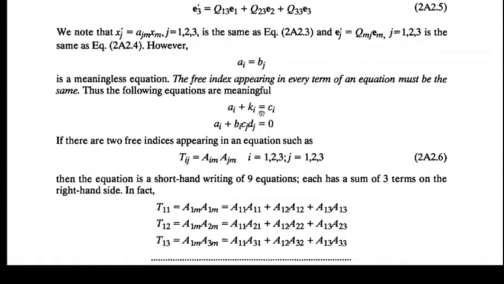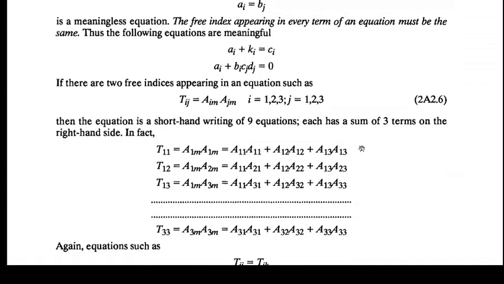So A_i plus K_i equals C_i. Here i is free, so this is right. The free index appearing in every term of an equation must be the same. This is what I was saying: if your equation has 10 terms, then the free index must remain the same in each term. Like this, there are 3 terms and i is free and appearing the same in 3 terms. Here i is free and j is dummy. And there are 2 free indices appearing in an equation such as this. Two free indices.